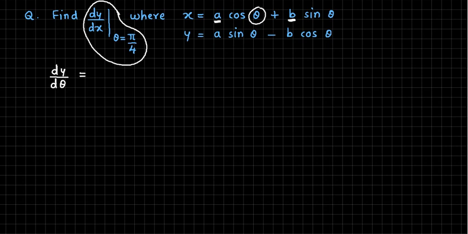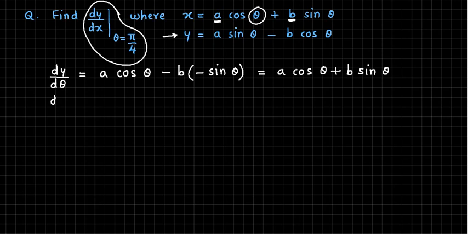Okay, now let's differentiate y first, that is dy by d theta equal to the derivative of a sin theta, which is a cos theta, minus b into the derivative of cos theta, which is minus sin theta. So that turns out to be a cos theta plus b sin theta.